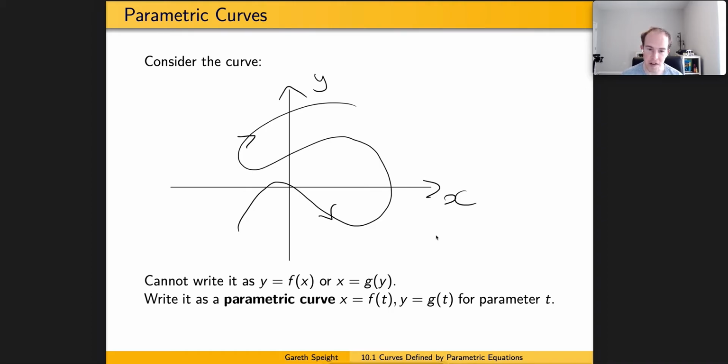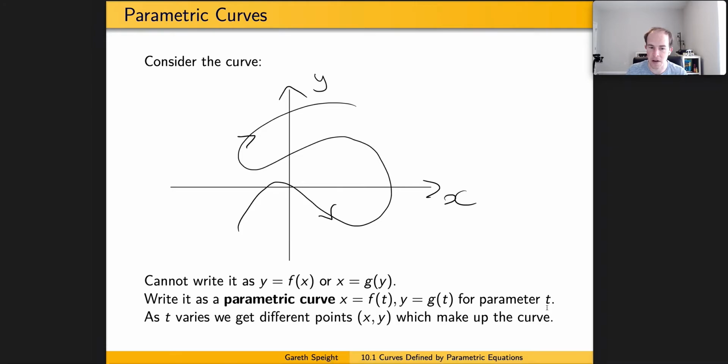And one way to write the curve is as a parametric curve. Instead of writing x in terms of y or y in terms of x, we can write x and y in terms of something else, which is typically called a parameter. So we can write x as a function of t and y as a function of t. And the parameter t varies. As we plug in different t's, we get different points on the curve. And if we put them all together, we get the curve itself.